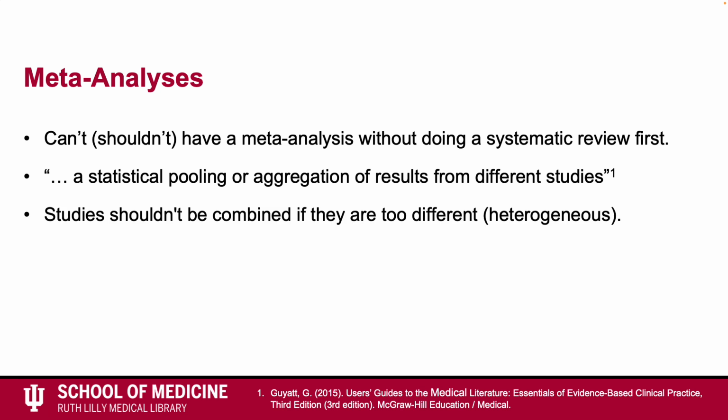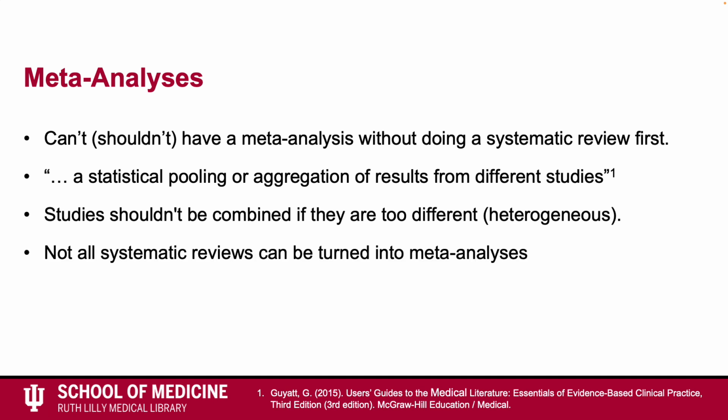Studies should not be combined or pooled if they're too different. You'll see the word heterogeneity thrown around a lot in this context. So you may have a systematic review that can't be turned into a meta-analysis because the studies are too different. Every meta-analysis should be a systematic review first, because you need all that data you can find about the topic. But like I said, not all systematic reviews can be pooled, so they may not be turned into a meta-analysis.